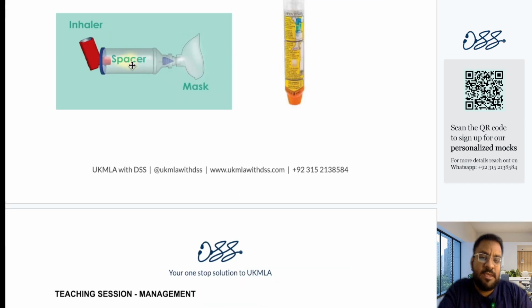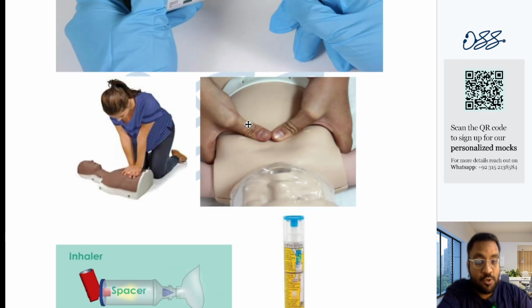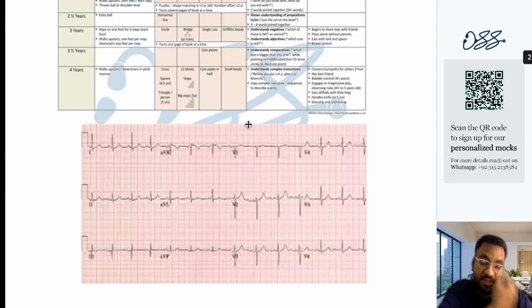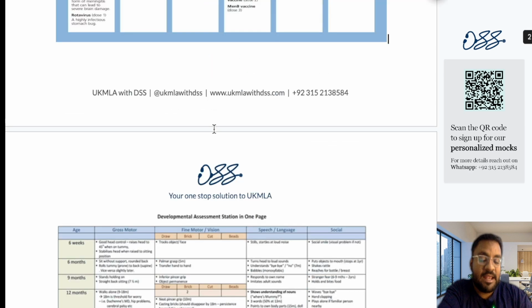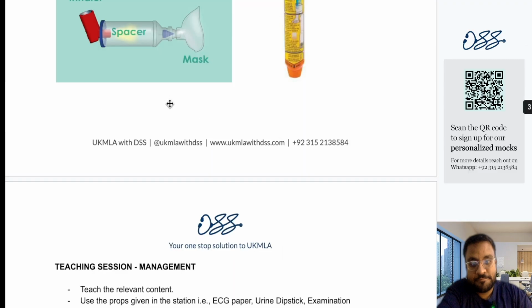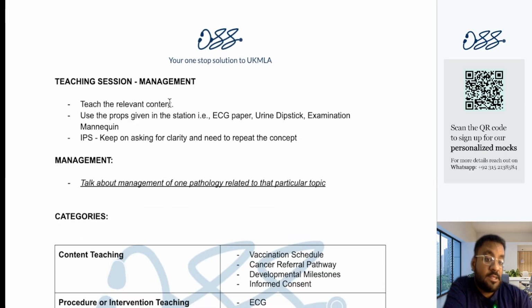And then there would be some inhaler teaching as well, that okay, how to use an inhaler, how to use a spacer device, and then how to use an EpiPen. So you can see that there's an EpiPen and there is an inhaler device. Materials like these would be provided to you in the exam. So make sure that you are using all of these equipments, and you are using these play cards or these infographics basically to teach, and that is something that will help you get an additional mark in the data gathering. Right. So yeah, that was the data gathering, and that is what the IPS was.